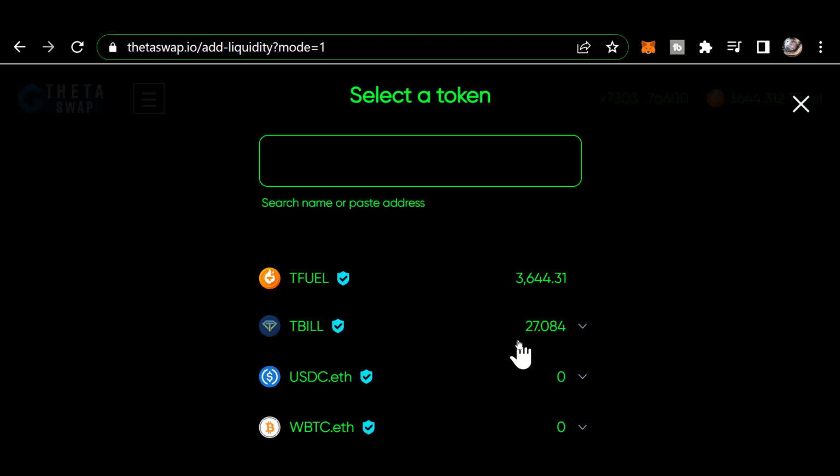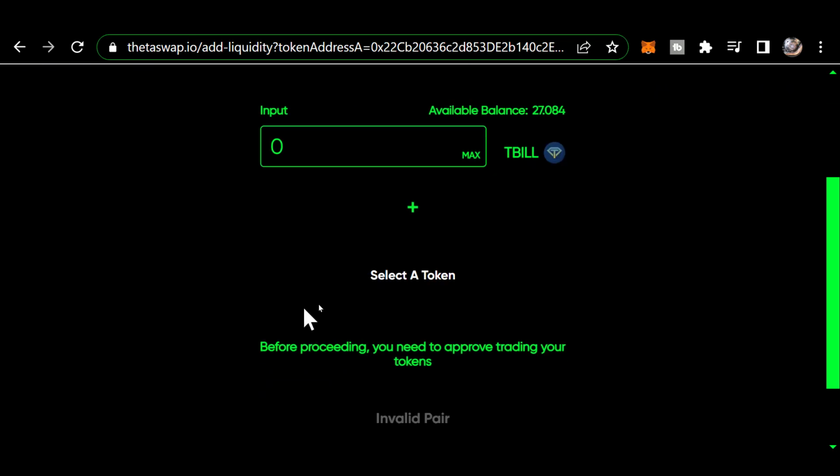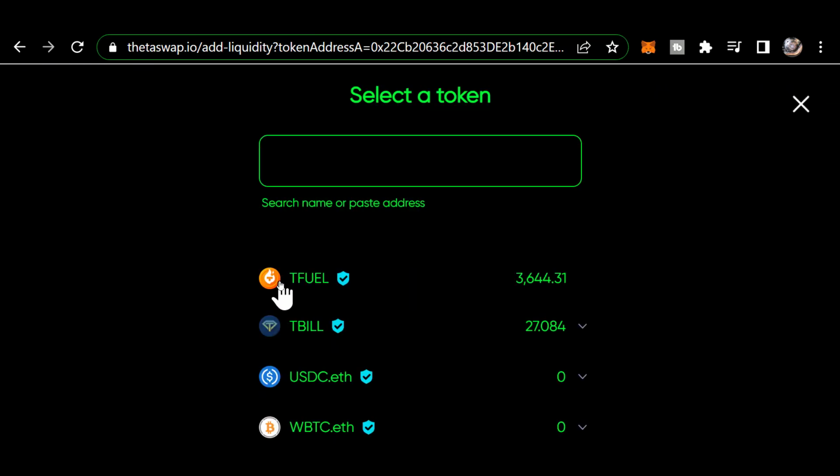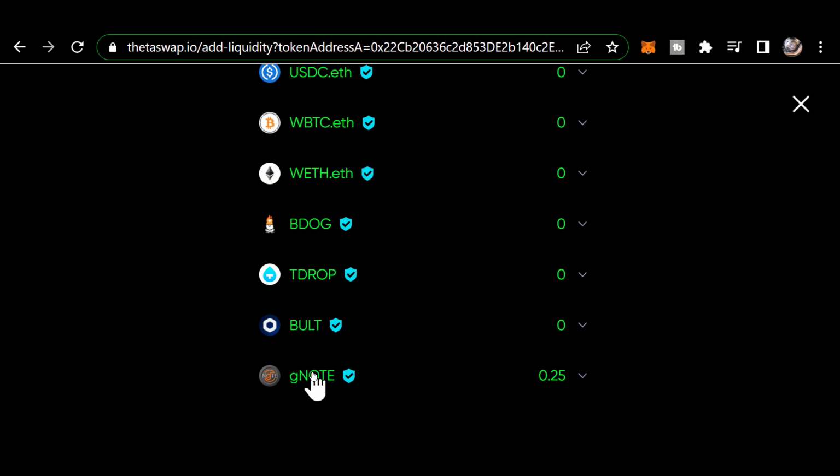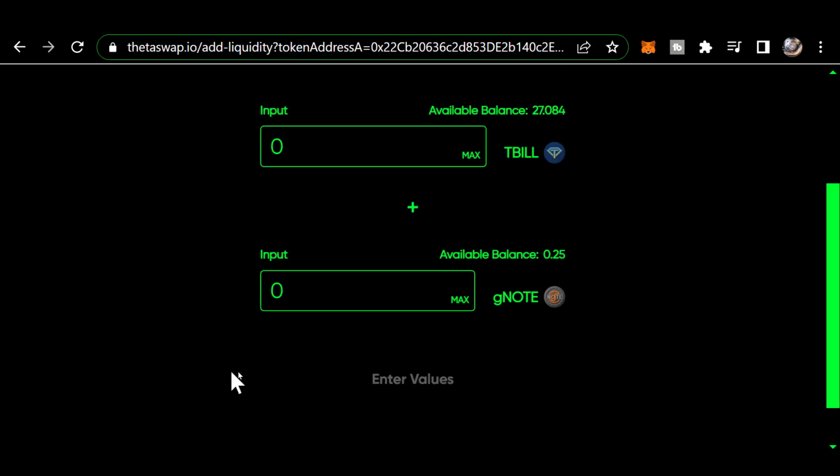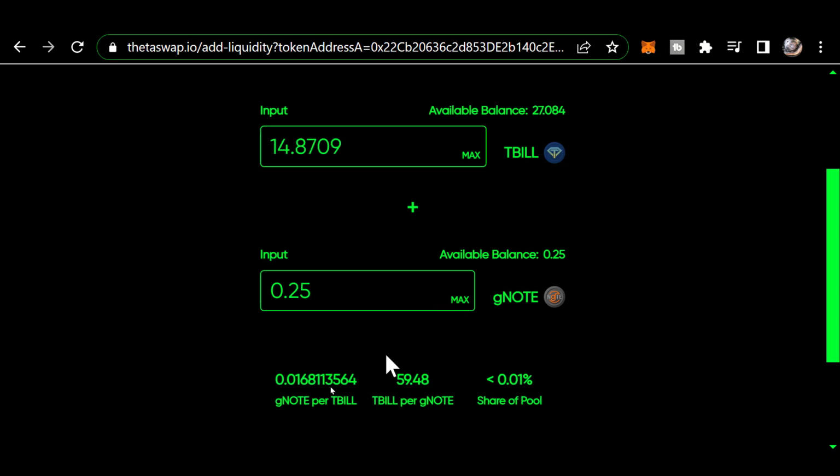I'm going to select T-bill as half of the pair, and I'm going to select gNote as the other half of the pair, and then I'm going to click maximum on the gNote, and all I've got is 0.25 gNote, and it automatically populates the amount of T-bill that's going to be required to form that pair and add it into the T-bill gNote liquidity pool.